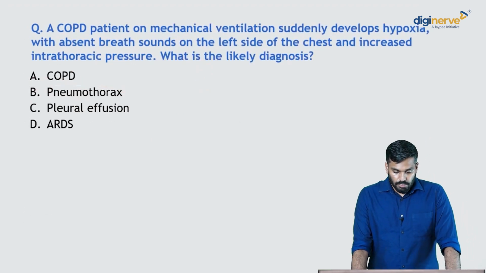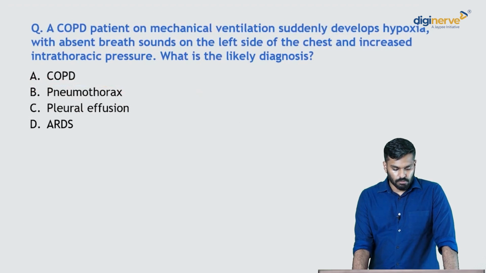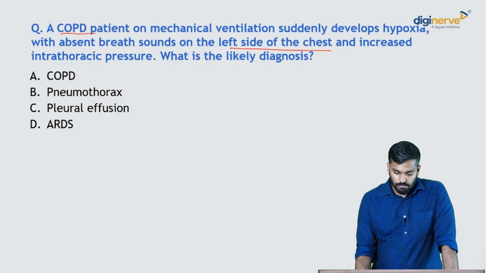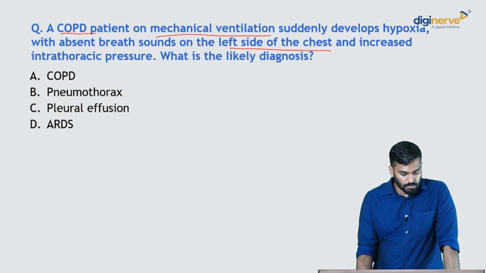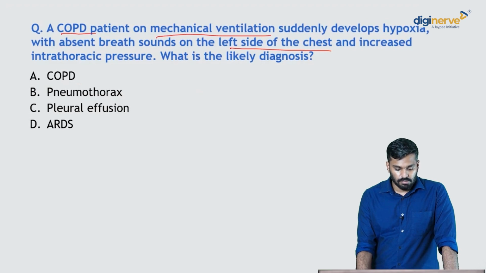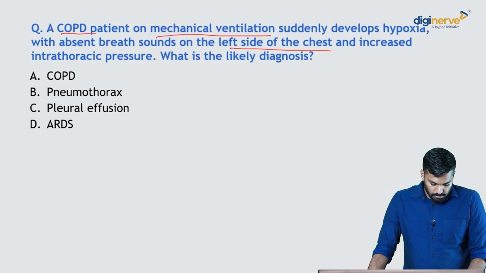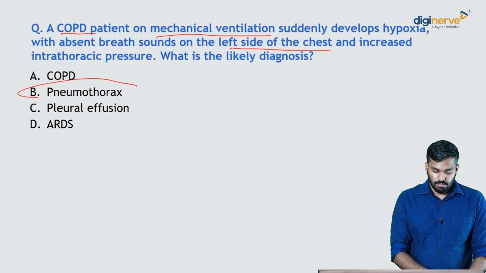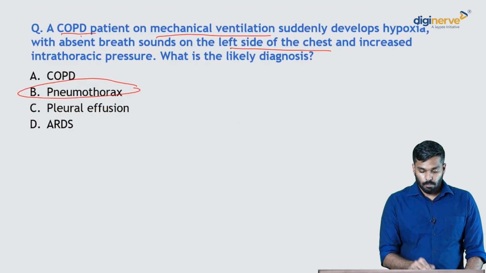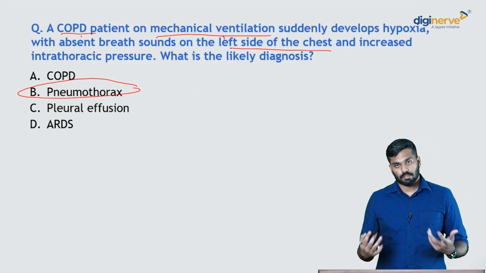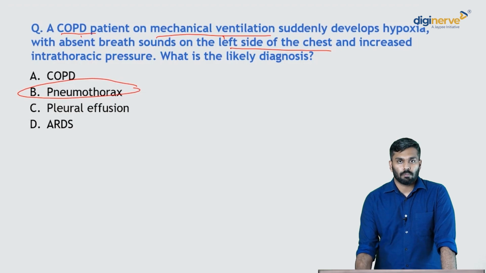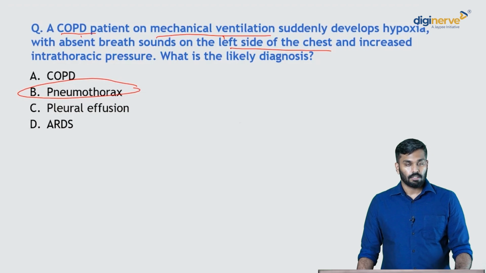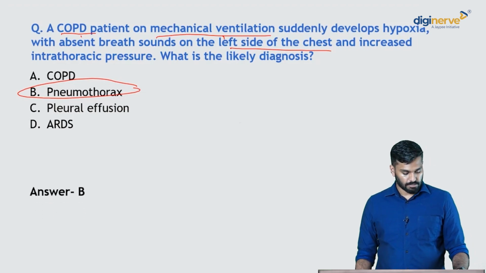A COPD patient on mechanical ventilation suddenly develops hypoxia with absent breath sounds on the left side of the chest. Okay, COPD, absent breath sounds on the left side of the chest, who's been mechanically ventilated, and increased intrathoracic pressure. What is the most likely diagnosis? COPD, pneumothorax, pleural effusion, or ARDS? It's definitely pneumothorax, because you can see a COPD patient, mechanical ventilation, both of these put together, you can definitely make sure the patient would most probably have had a bulla which would have ruptured during mechanical ventilation, causing pneumothorax. Yes, the answer is B.